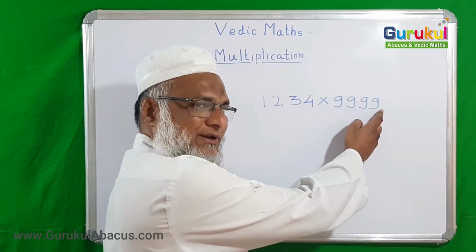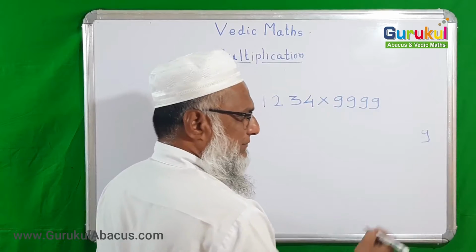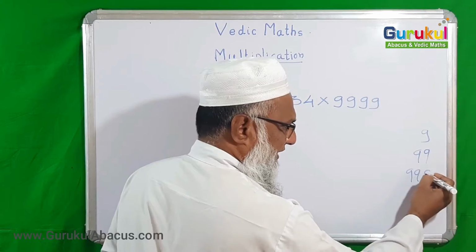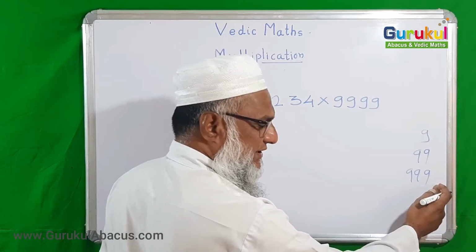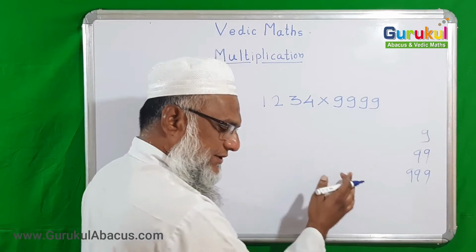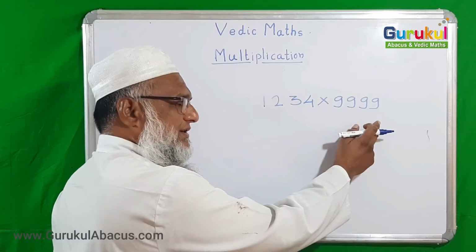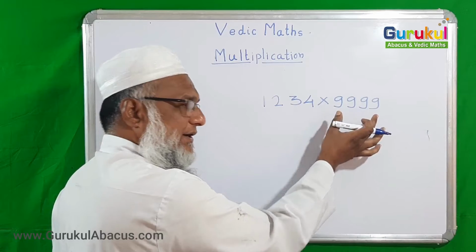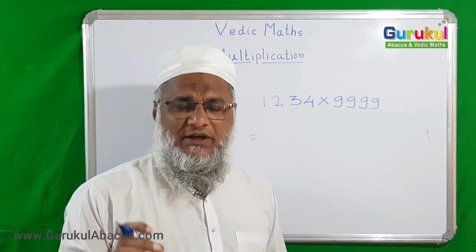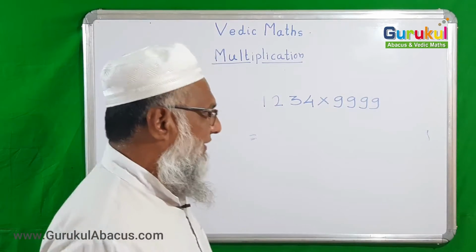We know what the greatest number is: 9 is the one-digit greatest number, 99 is the two-digit greatest number, in the same way 999 is the three-digit greatest number, 9999 is the four-digit greatest number, and so on. So if one of the two given numbers is a greatest number, then this type of multiplication we can complete within just 4 to 5 seconds. See just how we can do it.